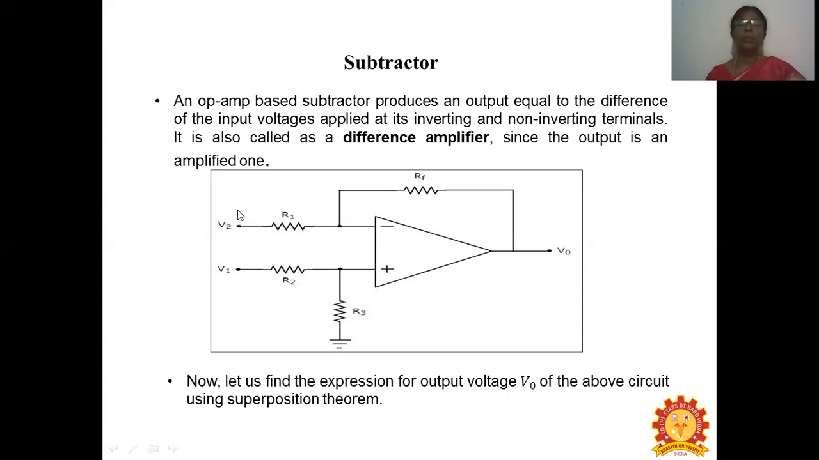Here there are two input voltages available. One is V1, given to the non-inverting input of the subtractor, and V2 voltage applied to the inverting terminal of the subtractor. The resistor connected to the V2 voltage is R1, and the feedback resistor connected in between output and inverting terminal is RF. And also we have two more resistors connected in series with the source voltage V1, R2 and R3. So let us derive the output voltage of this circuit.